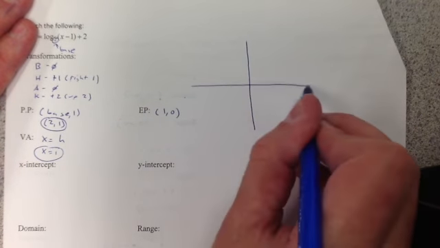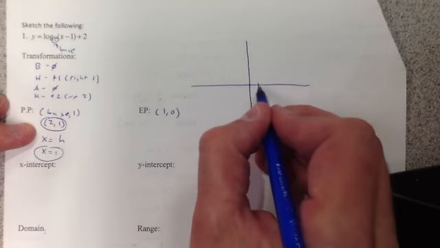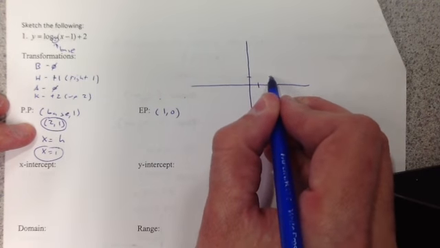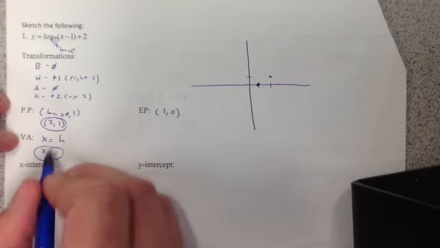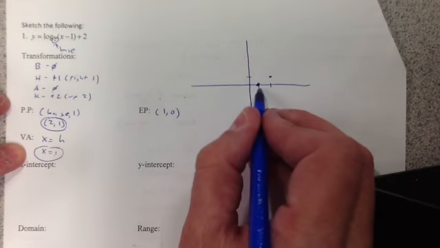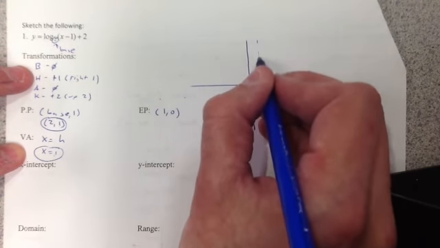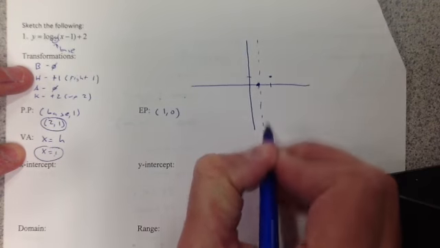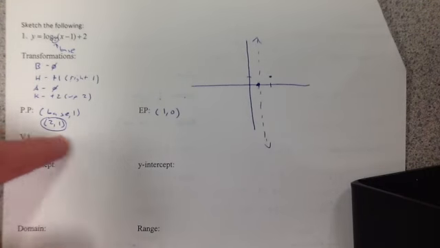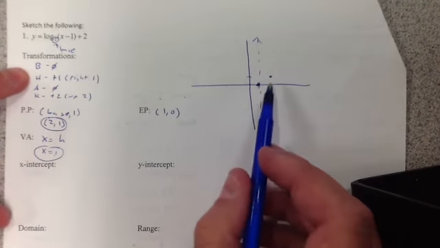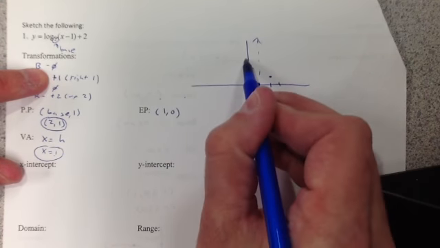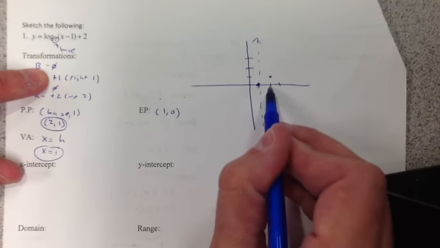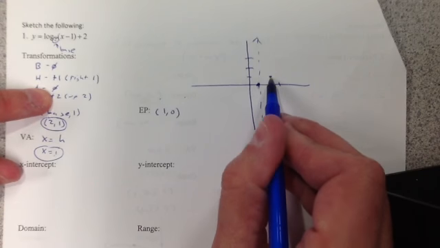If I were to sketch this, my parent point 1, 2, up 1, and my extra point 1, 0. And I graph my vertical asymptote, x equals 1. Shifted. And now I translate it. Every point goes right 1, up 2.